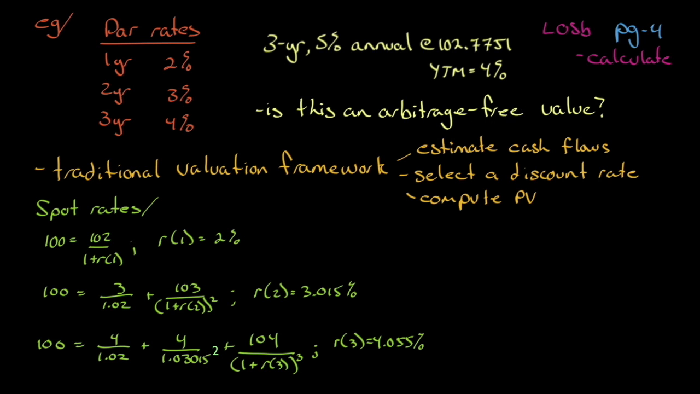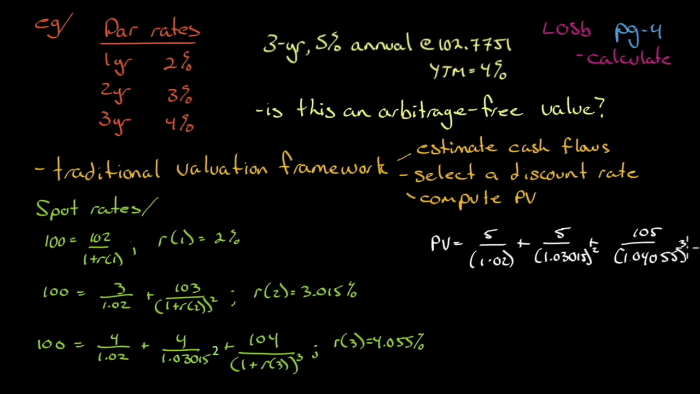There we go. So now we're in a position to find out if this is an arbitrage-free value. It's a 3-year, 5% annual bond, so we need a present value for this. What are my cash flows? 5, 5, and 105. Great. What are my discount rates? 1.02. What's the next one? 1.03015 squared. And what's my last one?